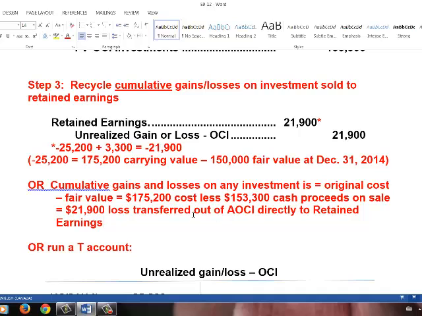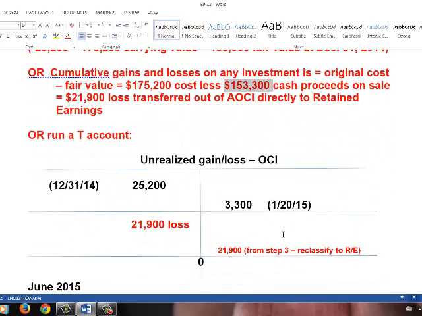AOCI, cumulative other comprehensive income loss, right? Or your cumulative unrealized holding gain or loss. And in this case, it's a loss because it's gone from its cost to its fair value, which is lower than cost. The other way you could do it, very simply, run a T account.